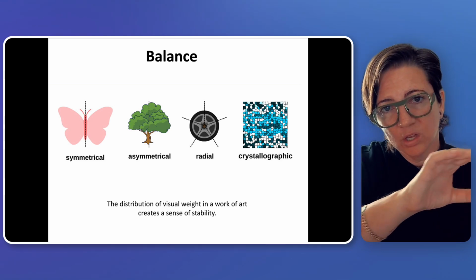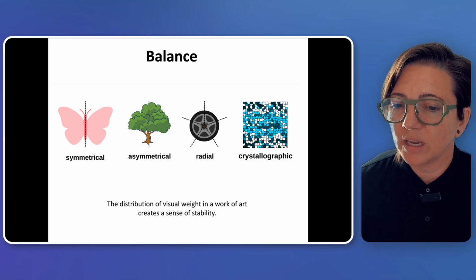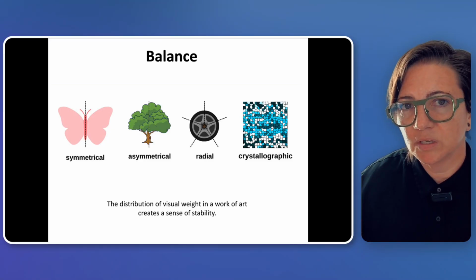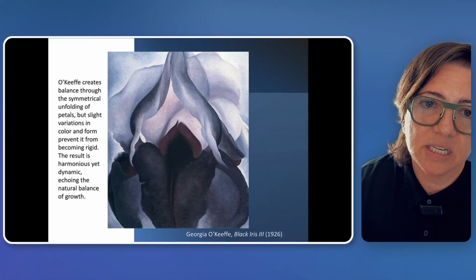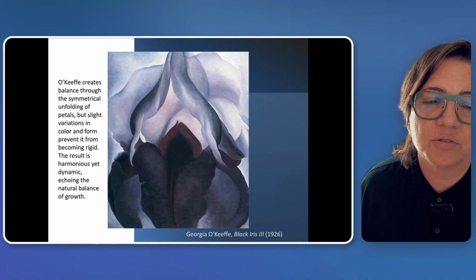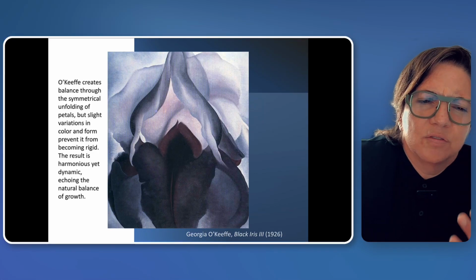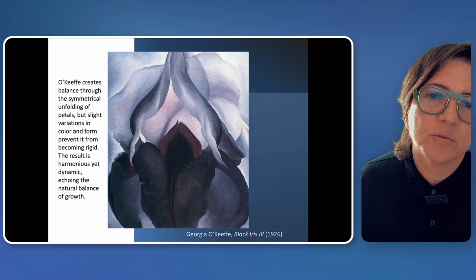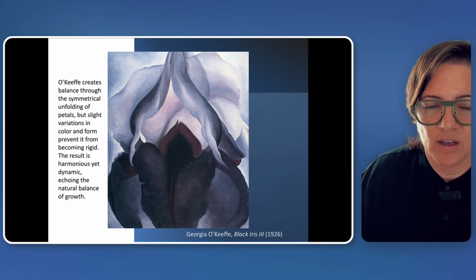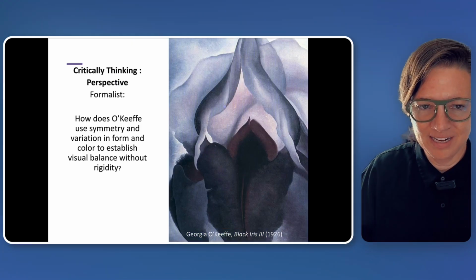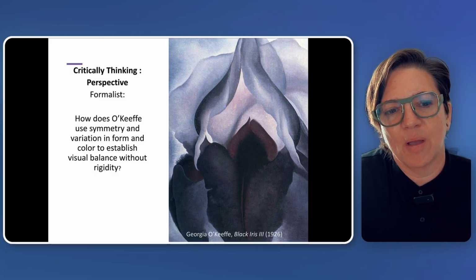The first is balance. Notice the different kinds of balances that are illustrated. This is the distribution of the visual weight of a work of art to create a sense of stability. Here we have Georgia O'Keeffe, Black Iris, number 3, 1926. O'Keeffe creates a balance through the symmetrical unfolding of the petals, but slight variations in color and form prevent it from being rigid. The result is harmonious yet dramatic, echoing the natural balance of growth. So critically thinking, how does O'Keeffe use symmetry and variation in form and color to establish visual balance without rigidity?